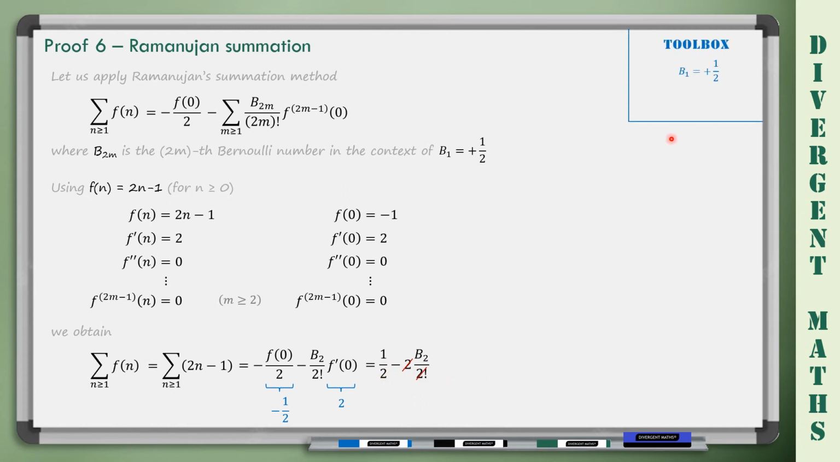So let's open the toolbox. What is b2? So we know we are in a context here of b1 equal plus 1/2, but that is not what we are after. We are after the value of b2, which is 1/6. So we plug 1/6 here. It gives us 1/2 minus 1/6, which is of course 3 minus 1 over 6, 2/6, which is of course 1/3. And that is the correct result. So the Ramanujan summation takes us to the correct result, 1/3, which is the sum of the monotonic divergent series of odd numbers.